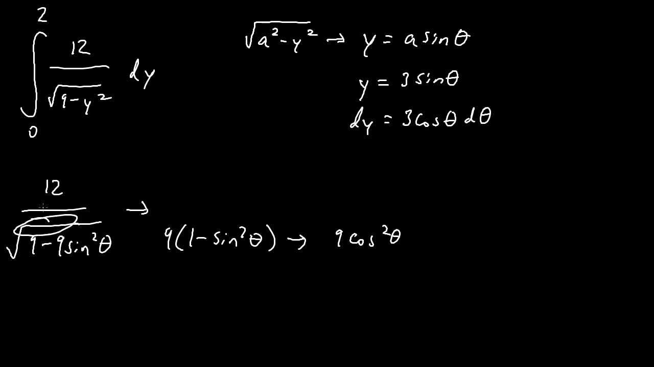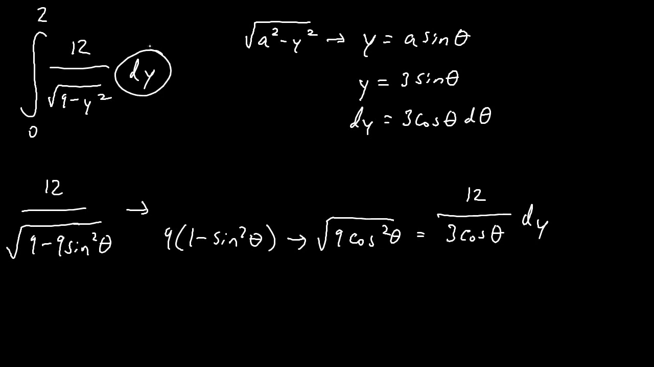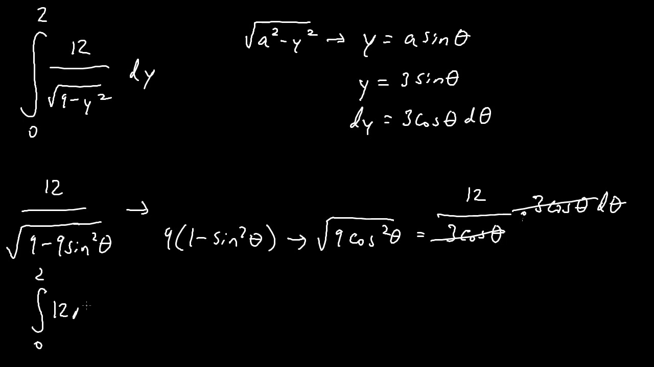Realize we do have a radical on the outside, so we take the square root of that. It's just going to be 3 cosine theta. We do have a 12 on the numerator, so we have 12 over 3 cosine theta, and that's what's left, times dy, as shown up here. So dy, once again, is equal to 3 cosine theta d theta. So if I go ahead and erase dy, replace that with 3 cosine theta d theta, realize that the 3 cosines will cancel, so we're just left with 12 d theta, or the integral from 0 to 2 of 12 d theta.